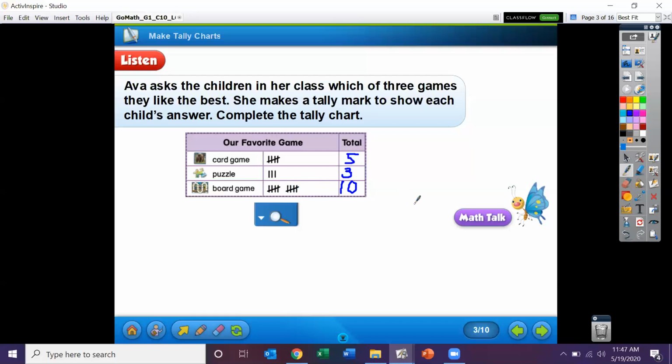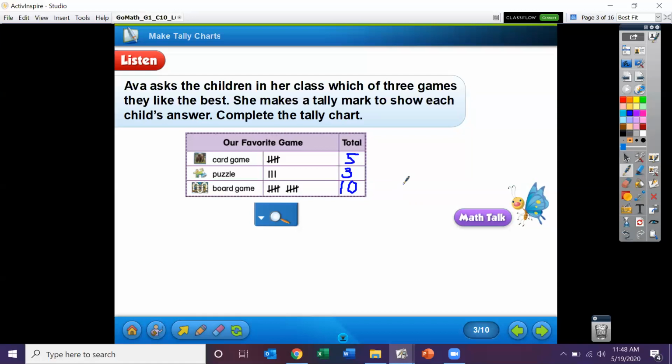So she wanted to find out which 3 games her friends liked the best. So let me ask you, I know these questions aren't on here, but these are some questions that you're going to see on your worksheet. So which game did the most children choose according to your tally chart? Do you know? Very good. Board games. Board games, as you can see, had 10 votes. 10 is the biggest number here, so most of Ava's friends chose board games.